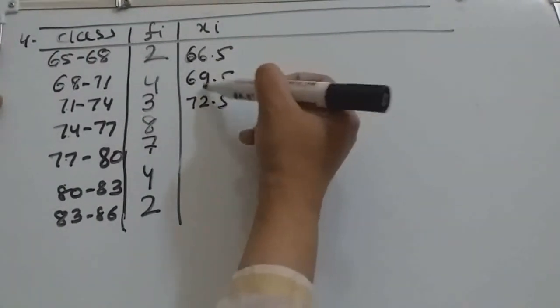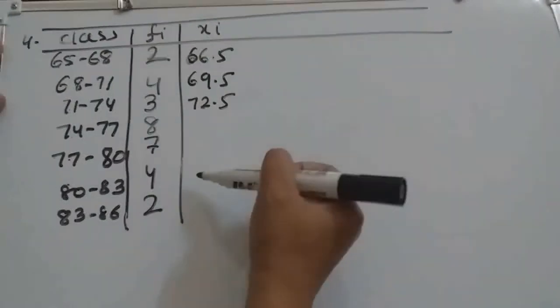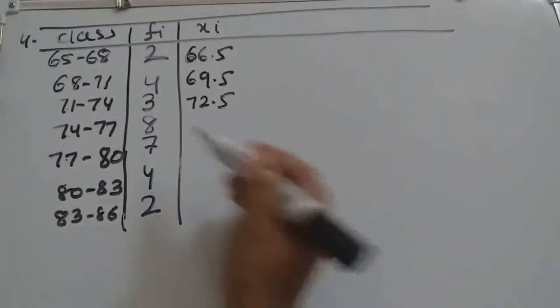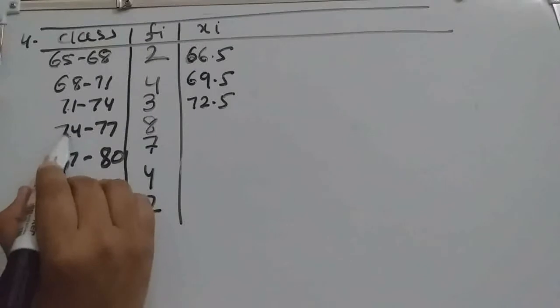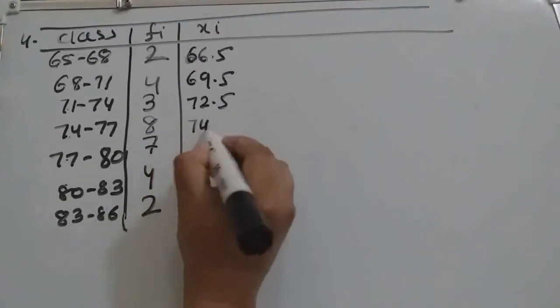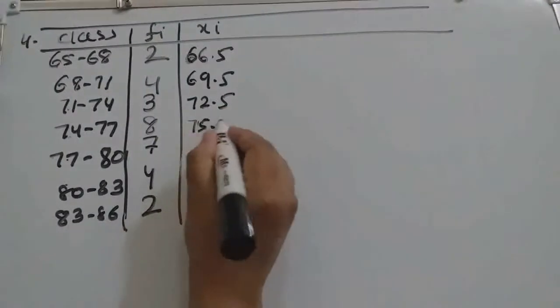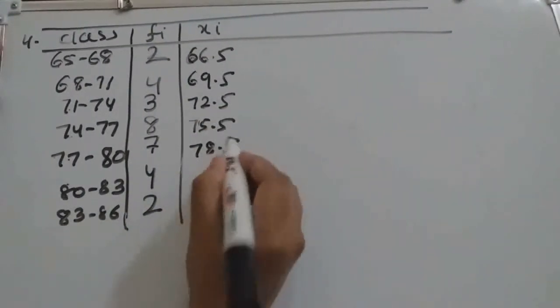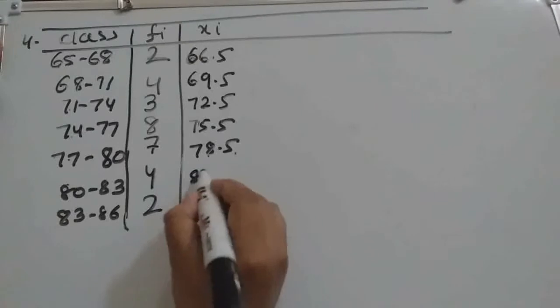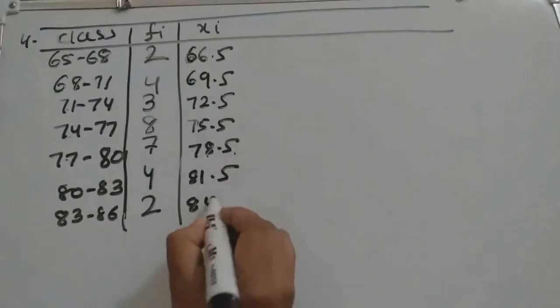So you can add 3 in the previous class mark to get the next class mark also, or you can just add 1.5 in each lower limit. So 78.5, 81.5 and 84.5. This is your class mark.